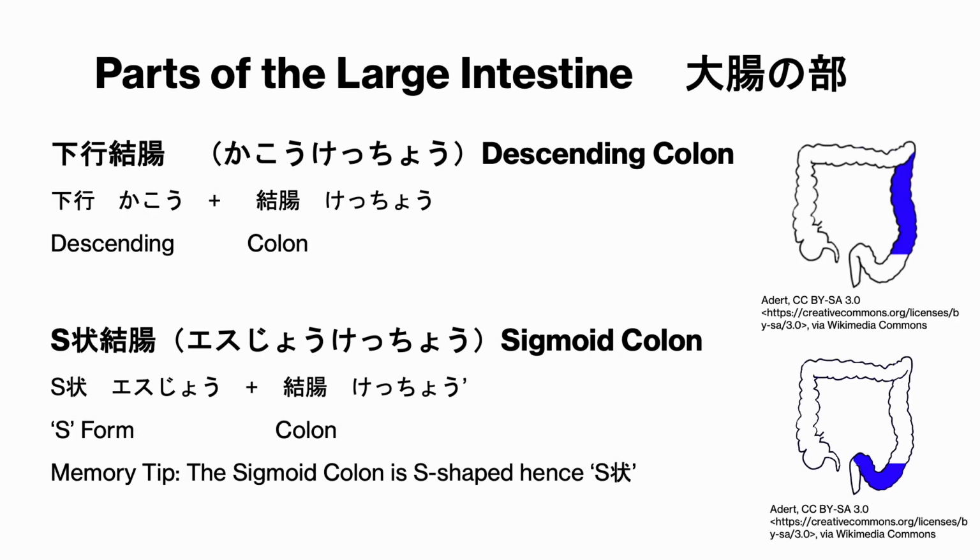Next we have the descending colon or kako ketcho. Breaking the kanji down, we have the kanji for descending, which is kako, and the kanji for colon, which is ketcho, making kako ketcho or descending colon. And then we have the sigmoid colon, or S-jo ketcho. Breaking the kanji down, we have the letter S with the kanji jo, which means form, making S form, and together with the kanji for colon, or ketcho, it's S-jo ketcho, or sigmoid colon. And just a memory tip, the sigmoid colon is shaped like an S, hence S-jo.